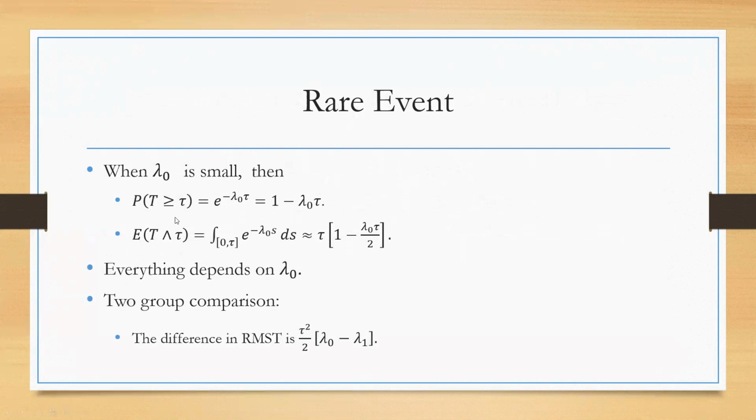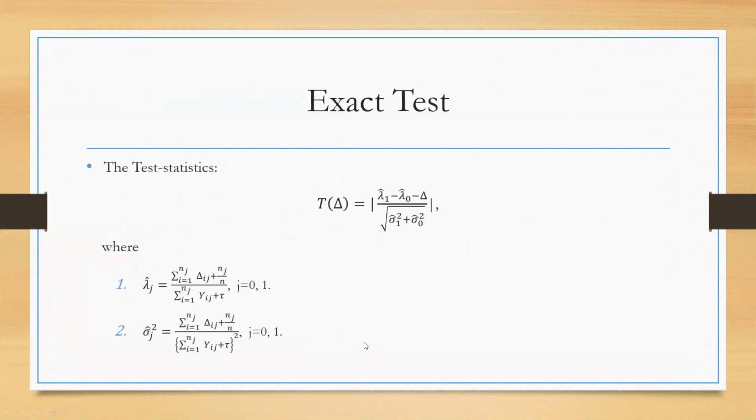And before making inference, you can see under a rare events exponential distribution, the restricted mean survival time RMST becomes essentially tau times one minus lambda zero times tau divided by two. So if you know lambda zero, you can estimate RMST. Also, you can estimate, for example, the difference between two RMSTs, if you know the difference between lambda zero and lambda one. And you can make exact inference.